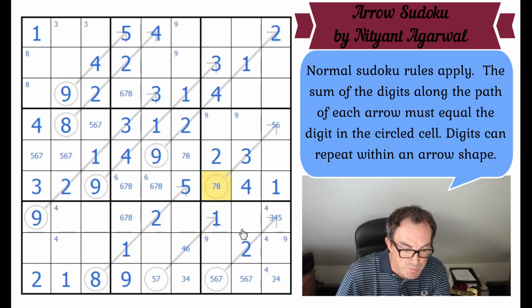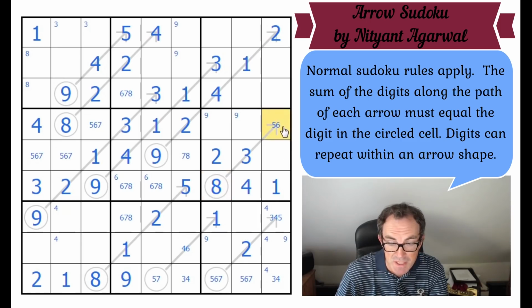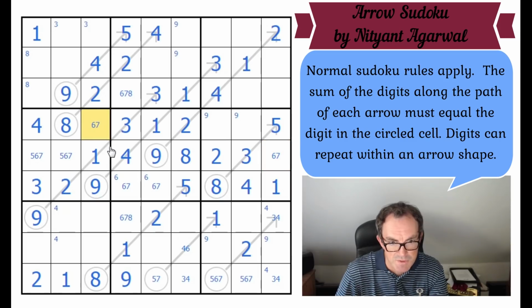Yeah, this square's got to be 8 now, because the lowest that can be is 5. So that creates a 3-4 pair here. This 8 gives us an 8 here. Let's try and do this in some sort of sensible order. This square's got to be 6 or 7. That means that square's not 5.